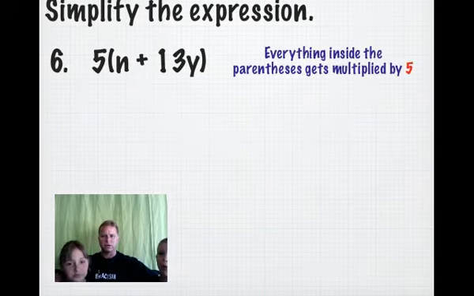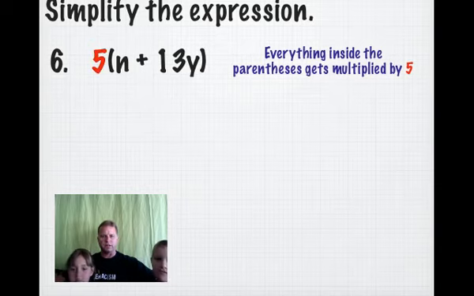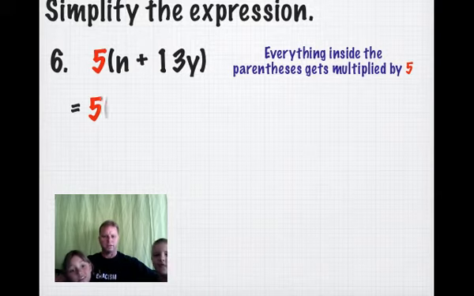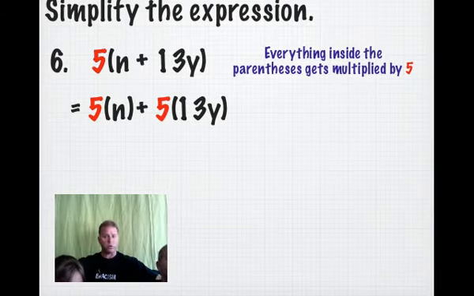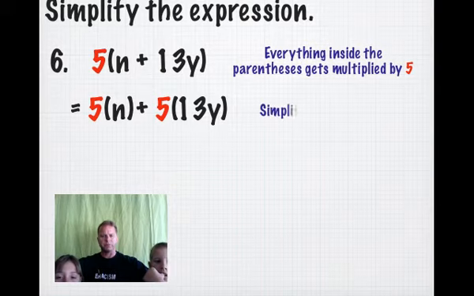So everything's getting multiplied by 5, like you said. So what's going to be multiplied by 5? 5 times n. And what else? 5 times 13 y. Very good. Nice that you said the y, Cruz. Excellent job. So what's 5 times n simplified to?